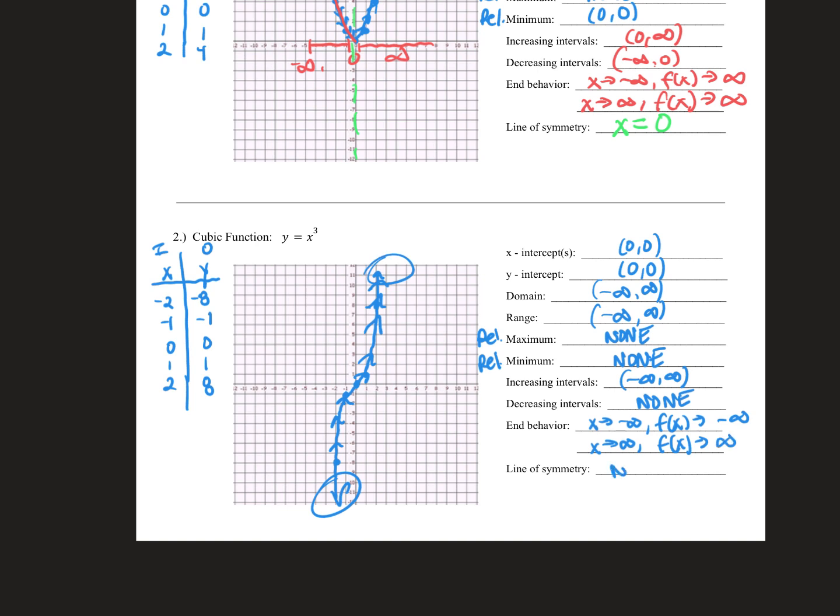And then there is no line of symmetry for this one. Can't draw a vertical line anywhere to make both sides mirror each other.